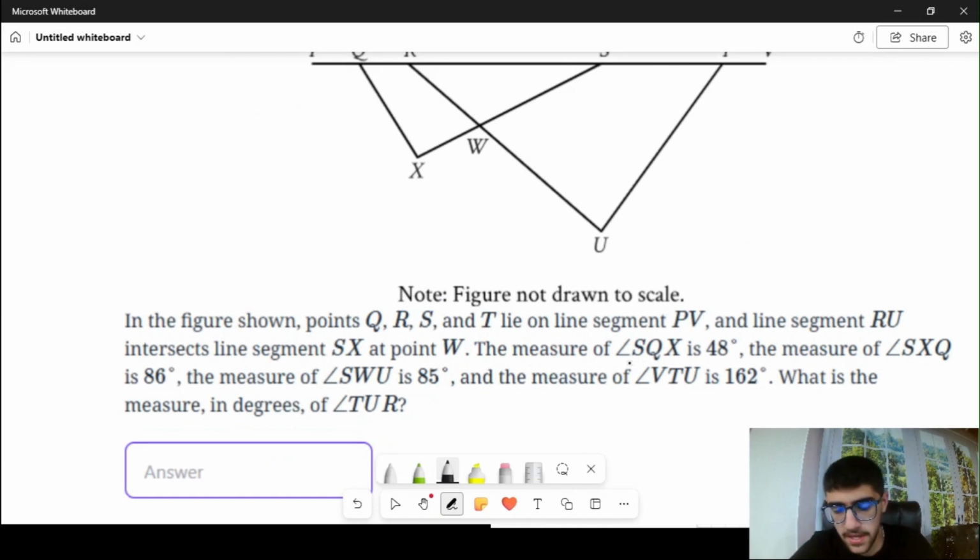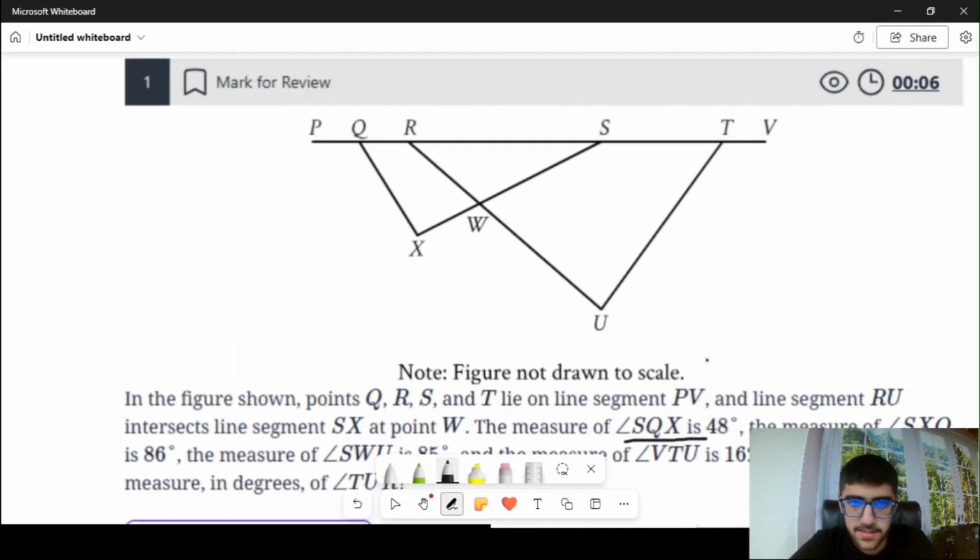I'm told that angle SQX is 48. So SQX is 48. This first part is just telling me line segment RU intersects line segment SX. You can look at the diagram and see where they intersect, so I don't like to read the unnecessary information. So angle XQX is 48. This one is 48.